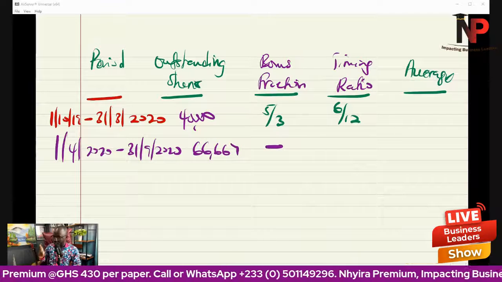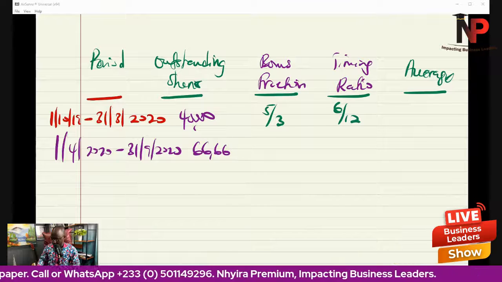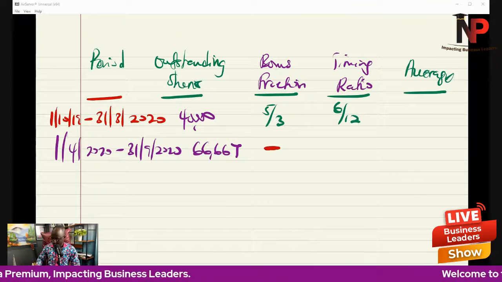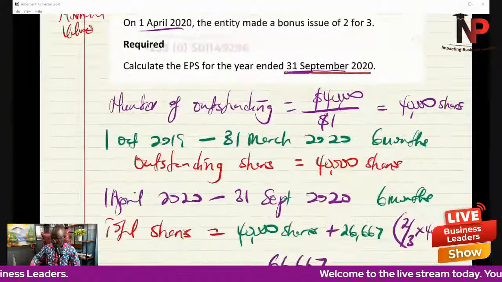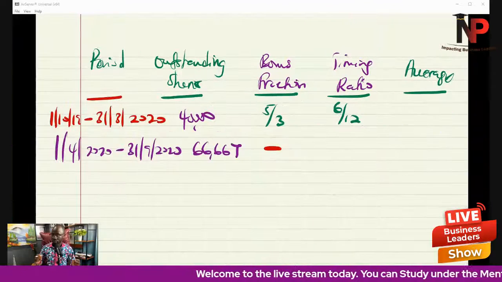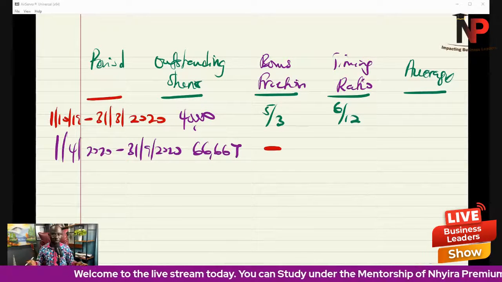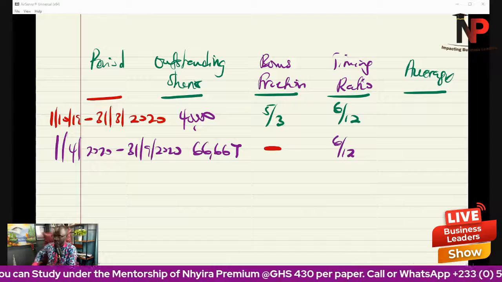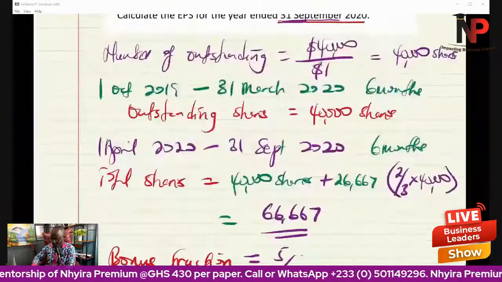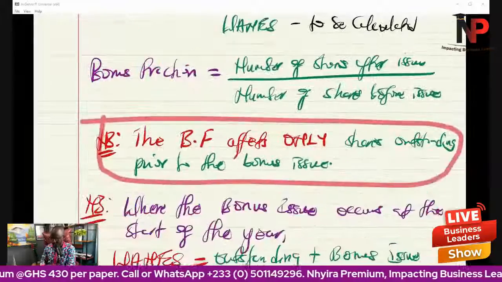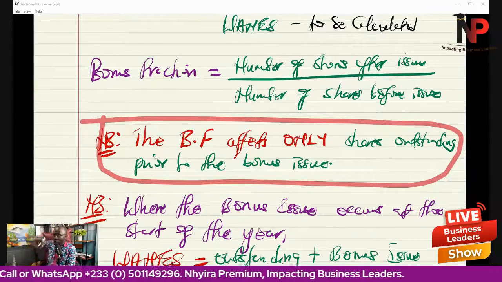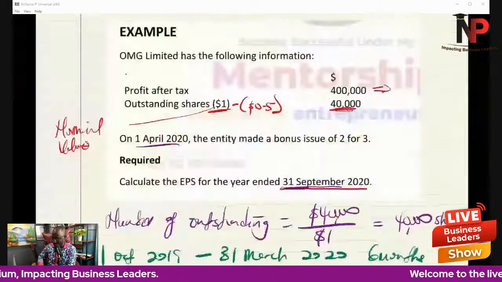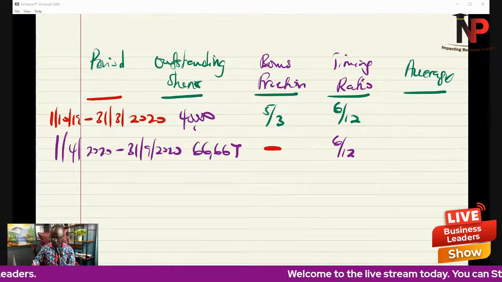The bonus fraction will not come again. Why? Because I said that the bonus fraction affects only the shares outstanding prior to the issue. So after the issue, the 66,667 will not be affected by the bonus fraction, but our timing ratio 6/12 will come in. Are you following? That is the meaning of the statement we made here, that the bonus fraction affects only shares prior to the issue. So let's punch that out.